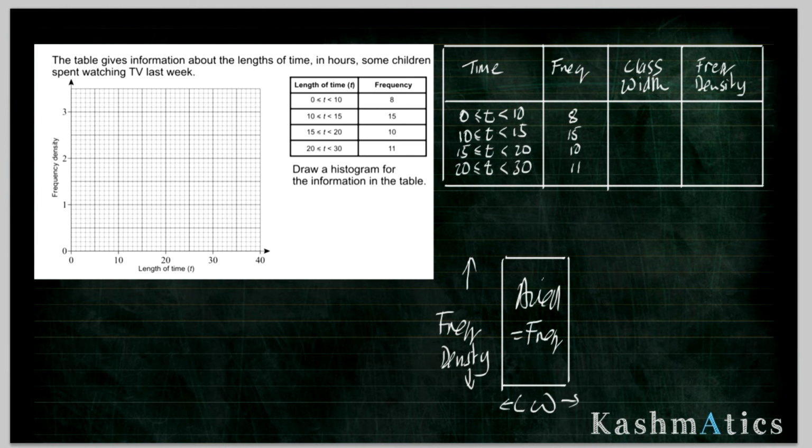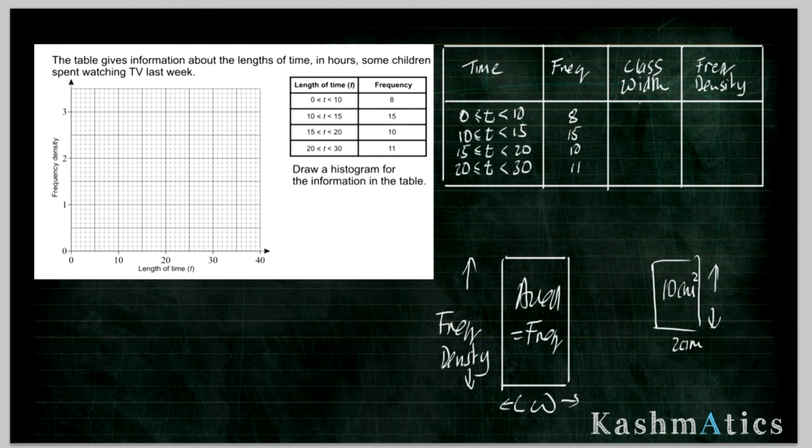So if you think of a rectangle, if you knew what the area was, so the area in this first one is 8, and you knew what the width was. Let me just draw one over here. So if I told you the area of this was 10 centimeters squared, and I told you this had a width of 2 centimeters, to work out the height, you would just do 10 divided by 2, which is 5. And the height in our case is the frequency density. That's what we're trying to work out.